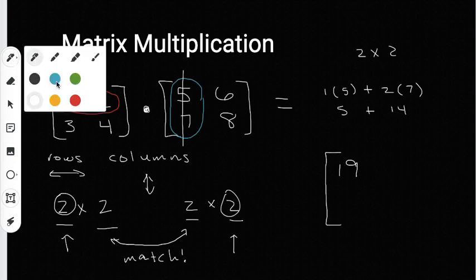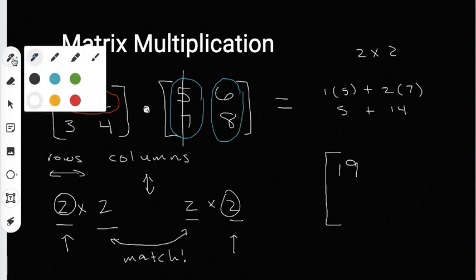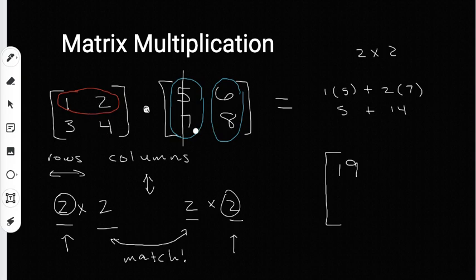And now I'm going to circle the second column, since I'm done with the first column. But I'm still sticking with that first row from this matrix. So now let's multiply the first row by the second column. We get 1 times 6, plus 2 times 8. And I know that 1 times 6 is going to give me 6, 2 times 8 is going to give me 16, and when I add those up, I'm going to get 22. So I'm going to put that right here.